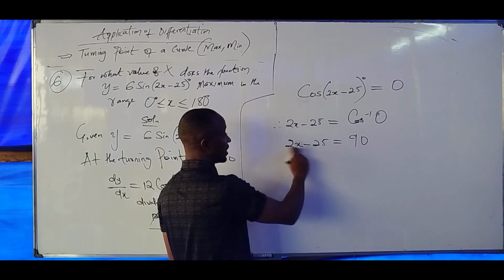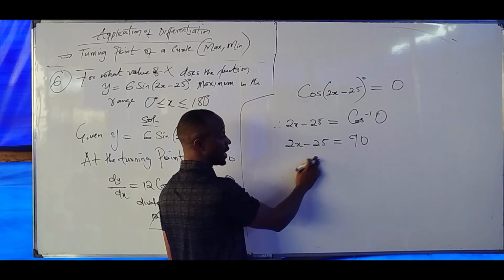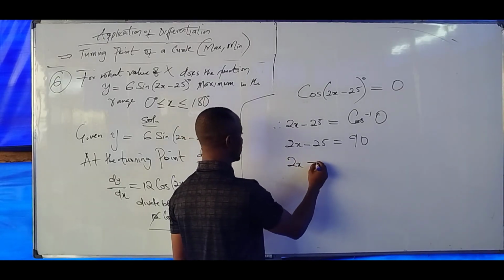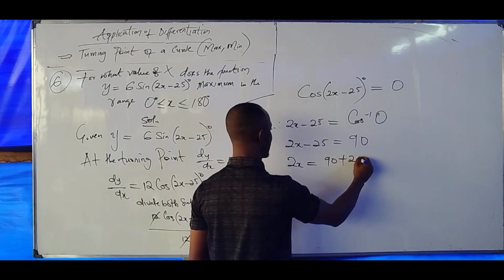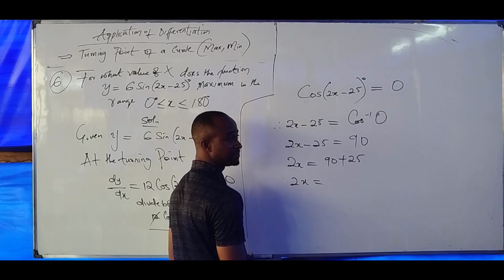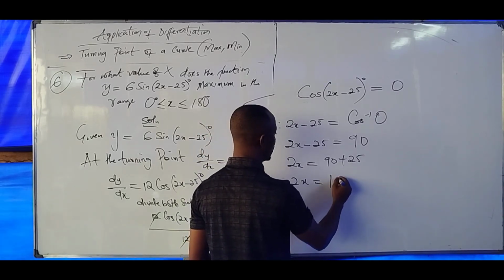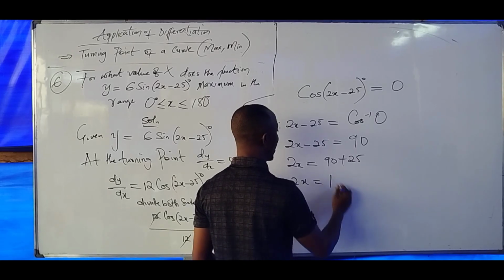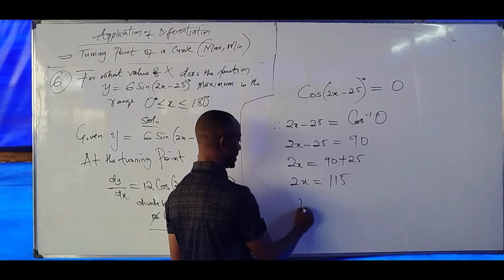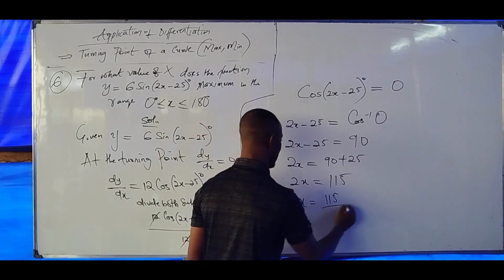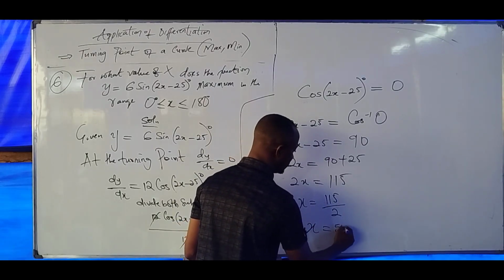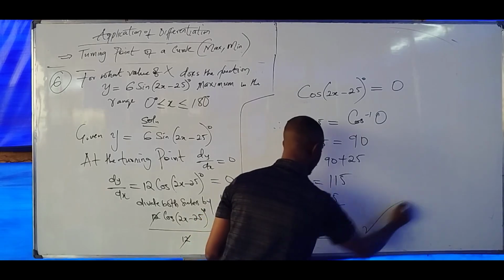So I'll move this across. I will add 25 to both sides. So we have 2x equals 90 plus 25. So 2x equals, let's add, 115. Now we find x. Then x becomes 115 over 2. What do you say you have again? 0.5.